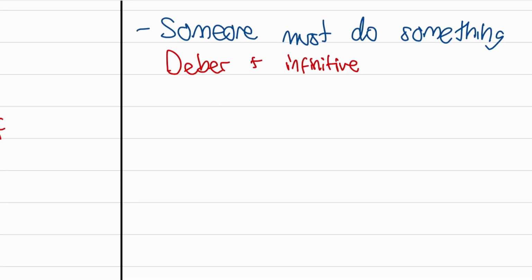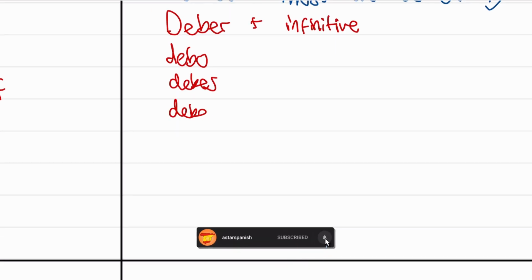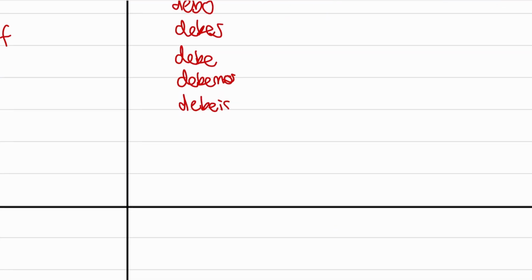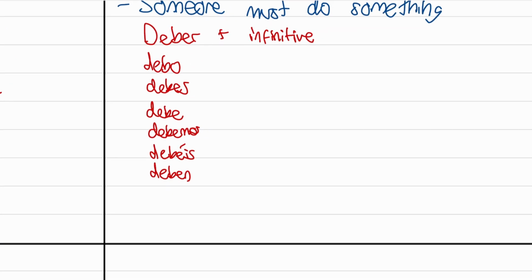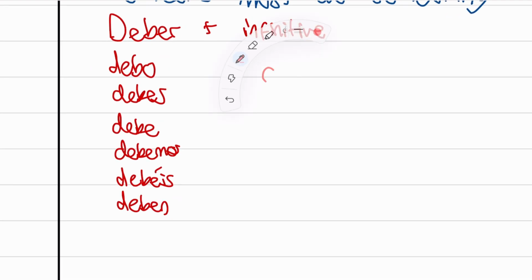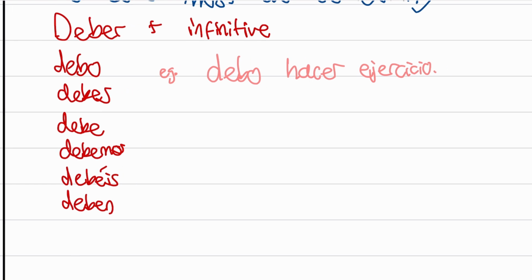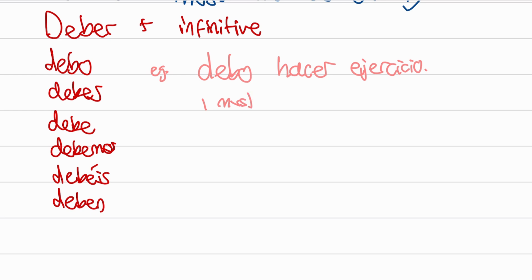So just in the present tense, for example, we have debo, debes, it's regular, so debe, debemos, debéis, and deben. Okay, so just to practice this using debo, we can say debo hacer ejercicio. So debo hacer ejercicio, I must, I'm not saying have to, I must do exercise. And this is how we say do exercise, hacer ejercicio.